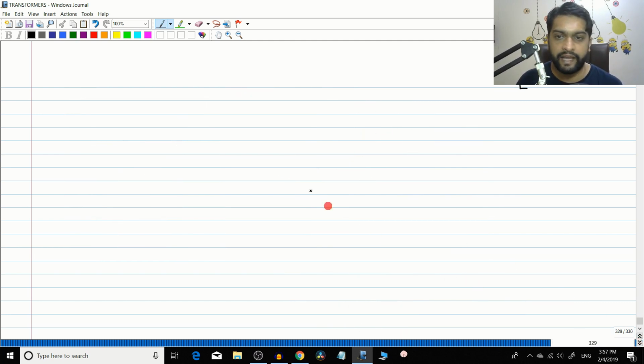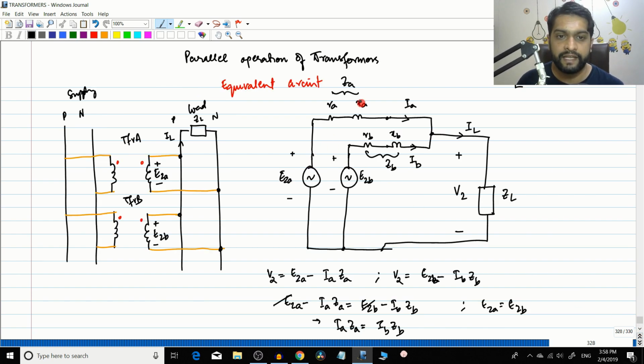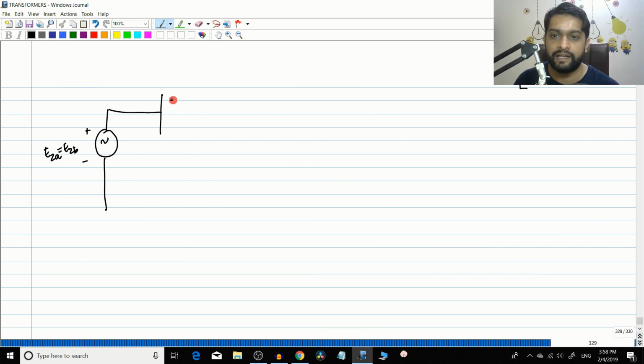Okay, so what we can do is make it now as one circuit here. This is a parallel connection, right? So that's not a problem. E2A is equal to E2B. Because the voltage drops across both elements are the same, I can keep it as a parallel circuit. ZA voltage drop is equal to ZB voltage drop, right? So I can make it as a parallel circuit.